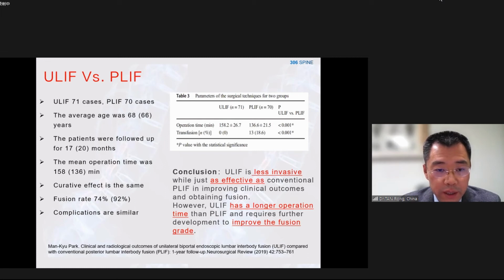The fusion rate is a little bit different. For the ULIF group it is 74%, for the PLIF group 92%. The complications are similar. The conclusion is that ULIF is a less invasive technique, while just as effective as conventional PLIF, improving clinical outcomes and obtaining fusion. However, ULIF has a longer operation time than PLIF and requires further development to improve the fusion rate.